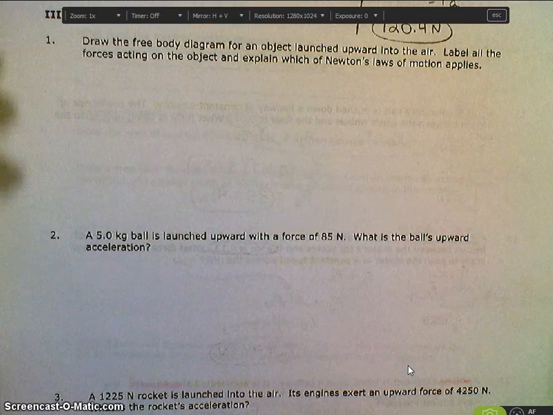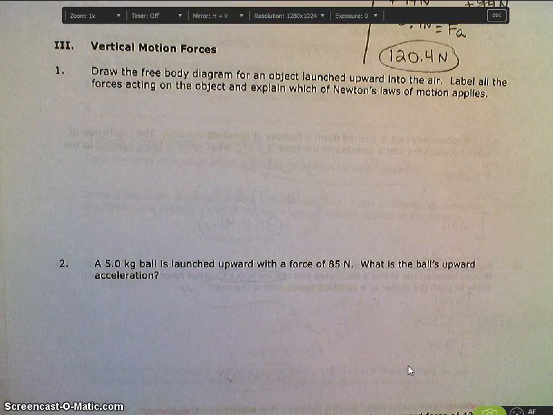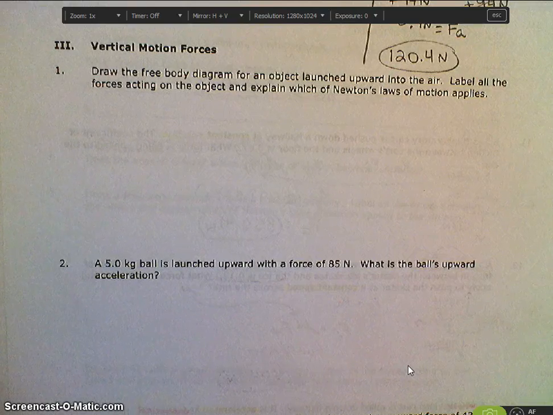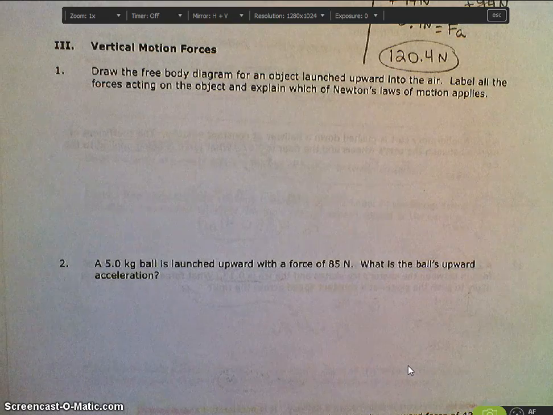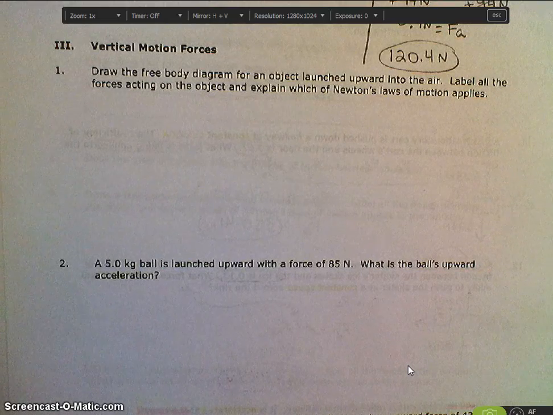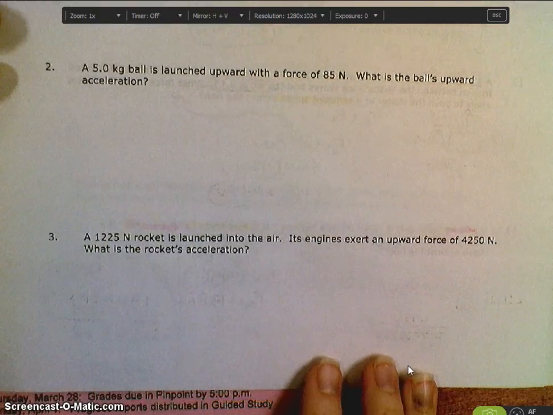Next, I'll be working the problems on vertical motion. Problem 1 is actually just something that you can get from your notes, so I won't be spending time working on that. You need to look in your notes on the vertical motion page to find the free body diagram and to find the answer to the questions. So moving to number 2.